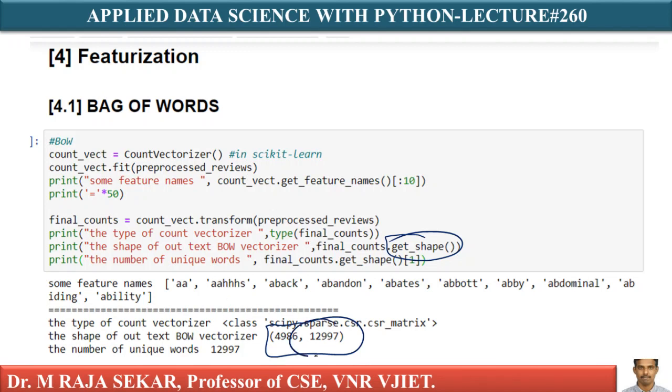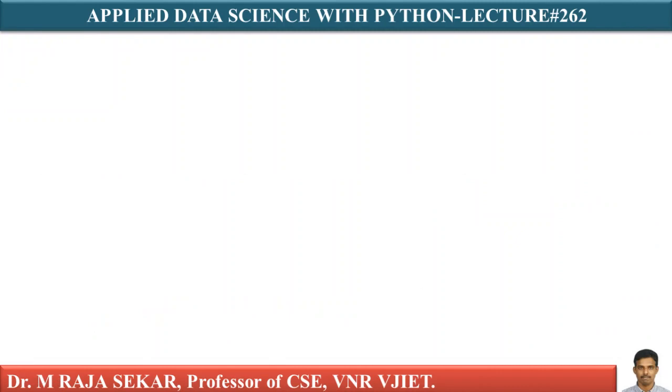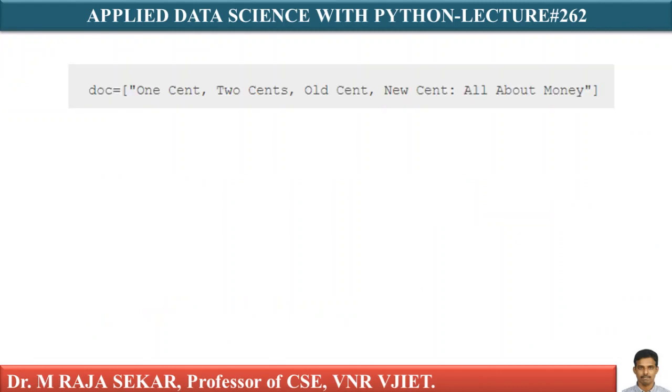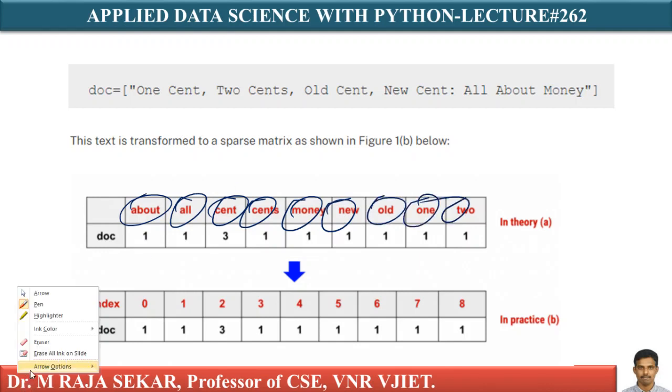How many unique words do you have? You have 12,997 unique words. For example, the vectorizer will always try to identify unique words. This we also discussed, isn't it? If you go back and check how many unique words you will get here, you are getting 9 unique words: 1, 2, 3, 4, 5, 6, 7, 8. Therefore, you have 9 columns, isn't it?